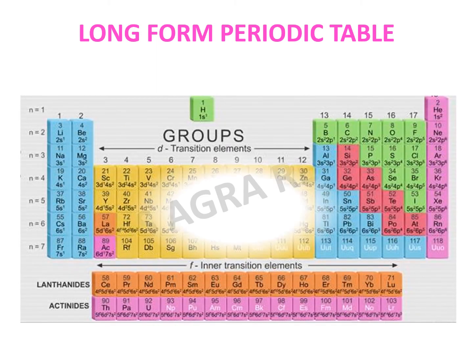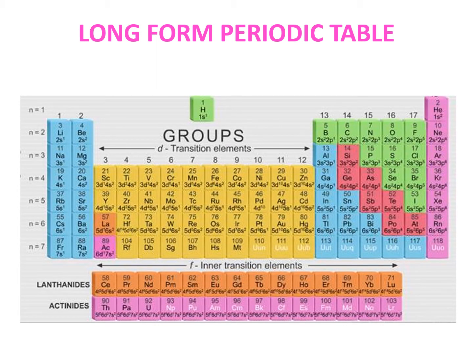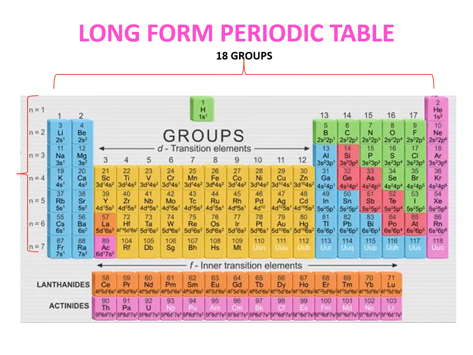Long form periodic table. Here we can see there are 18 groups and 7 periods.